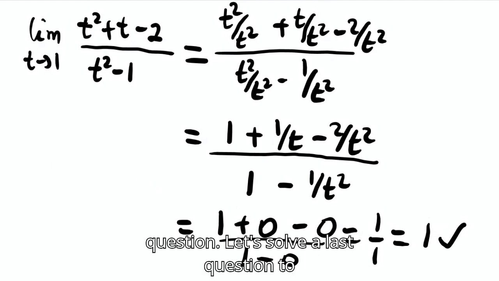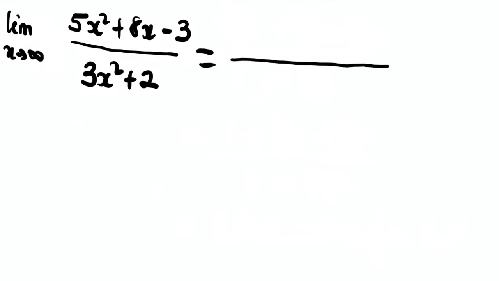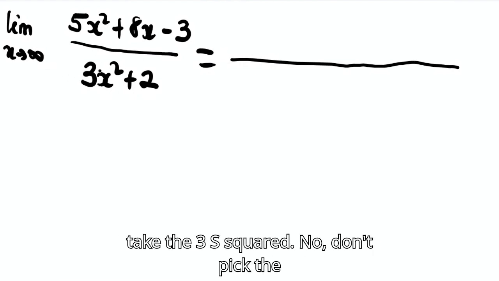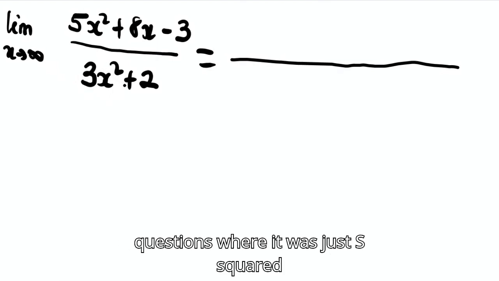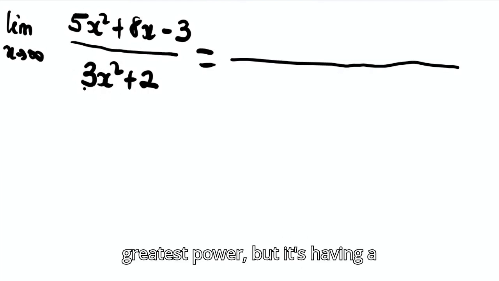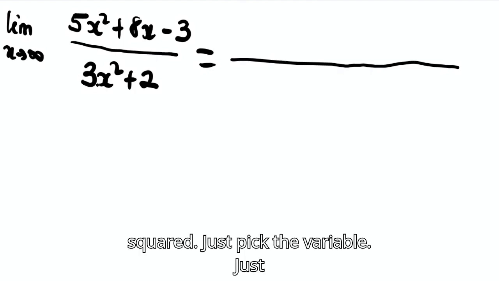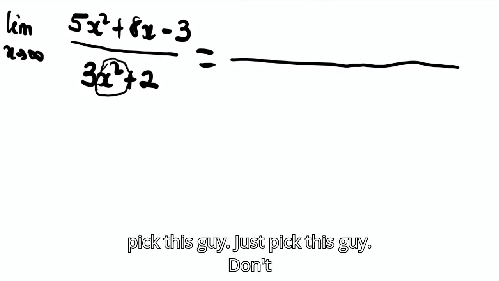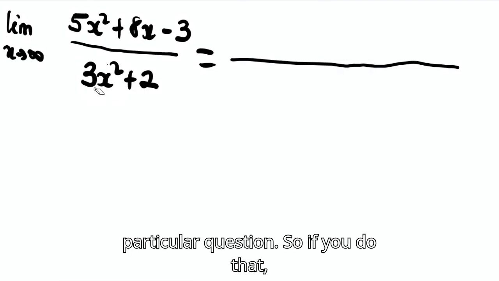Let's solve a last question to solidify the concept. So you go here, right? In this case, please, it's approaching infinity, don't go and take the 3x squared. No, don't pick the entire 3x squared. So far we've solved questions where it was just x squared plus 2 or something, but here x squared is having a component, that's the greatest power, but it's having a constant. Don't take all the 3x squared, just pick the variable, just pick this guy. Are you okay? Don't be picking a constant beside that. That's why I try to introduce this particular question.